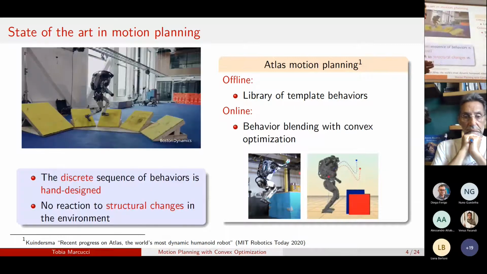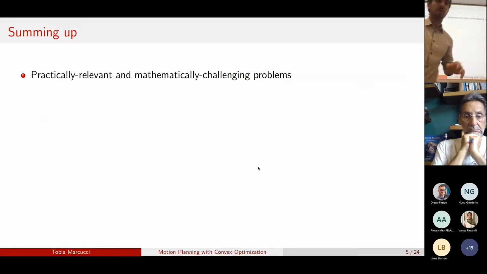So what's the issue with this? The biggest issue is that the discrete sequence of behaviors is designed by the engineers. So the robot is not able to perceive the environment and decide how to sequence the behaviors. So if, for example, in this kind of stepping stone scenario, one of these ramps would be missing, the robot would just fall, would not realize that, would not react to structural changes in the environment that it perceives.